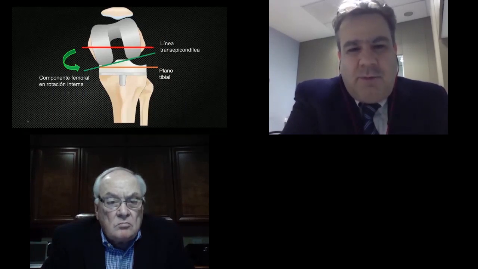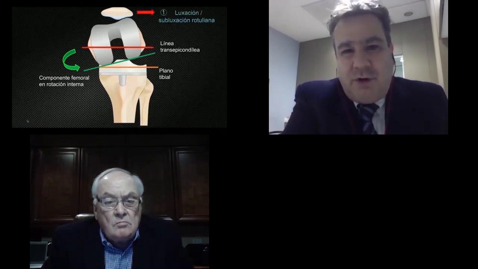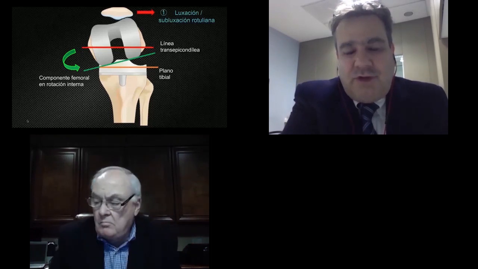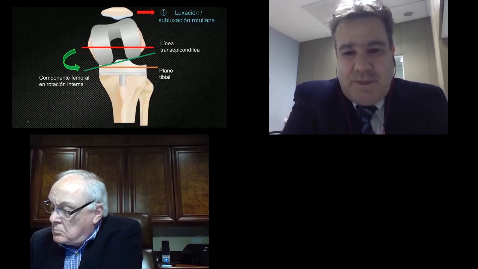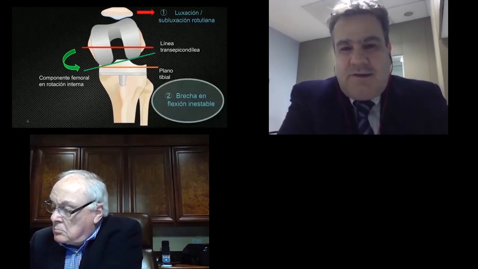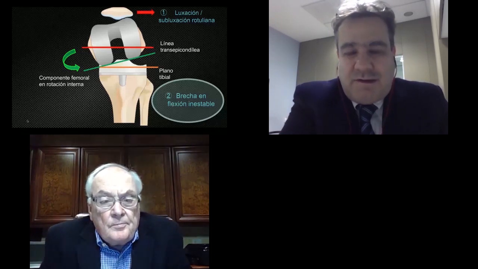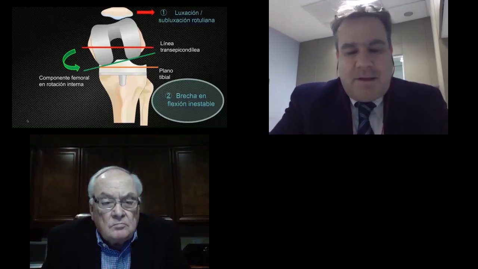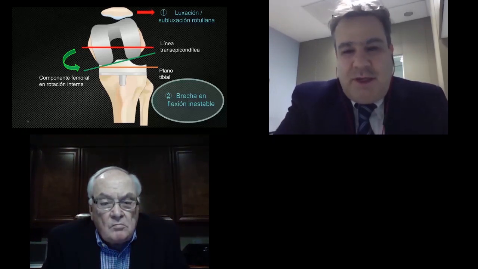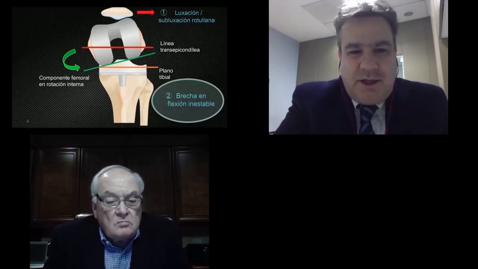El colocar el componente femoral en rotación interna tiene dos implicaciones muy importantes. La primera de ellas es que sobrecarga el mecanismo extensor y tiende a haber una luxación o subluxación de la rótula y del mecanismo extensor, precisamente por esto. Y número dos, peor aún, existe una dismetría o asimetría de la brecha en flexión, la cual es inestable porque no es rectangular, es trapezoidal. Y esto produce típicamente inestabilidad en flexión media, ampliamente descrita en la literatura.